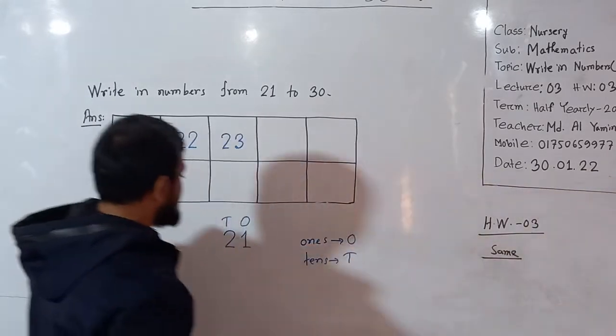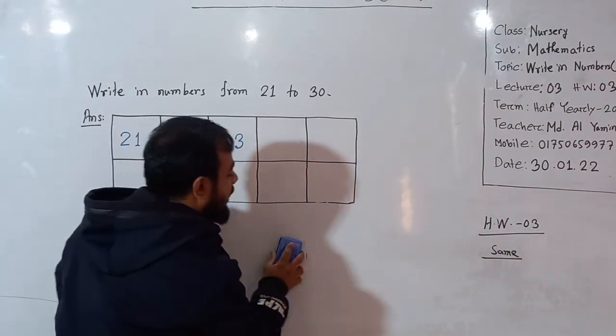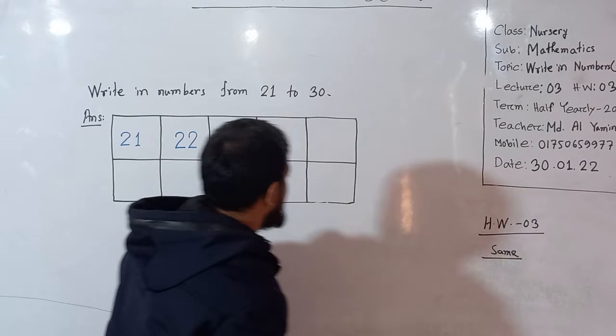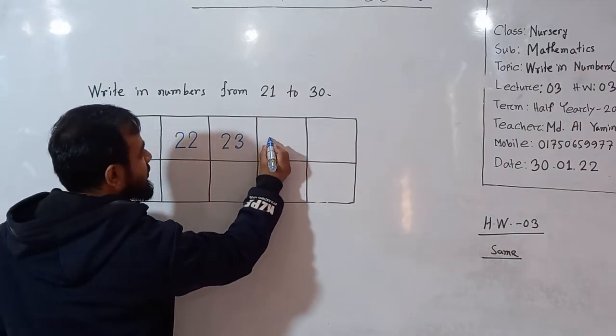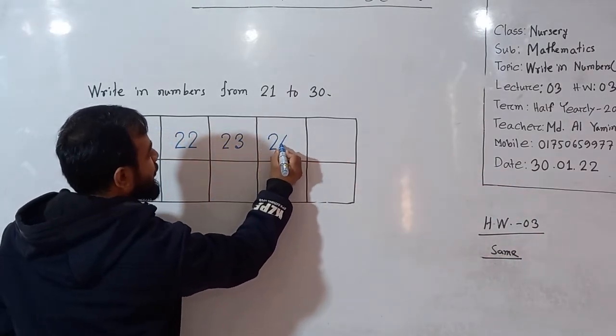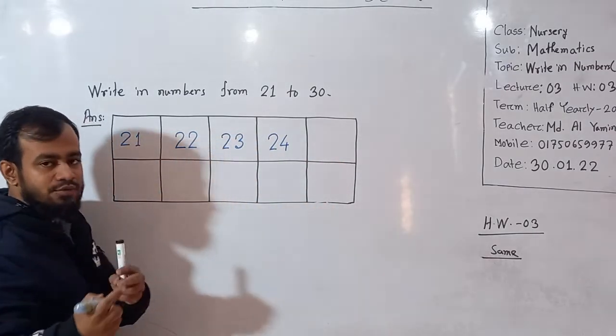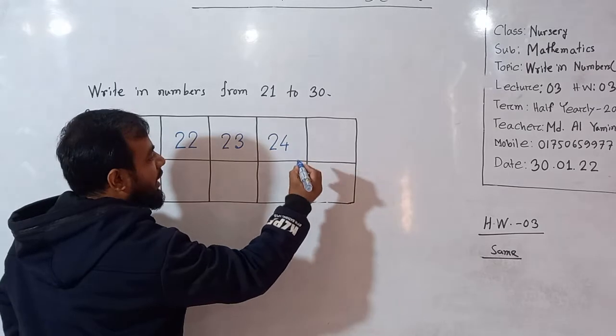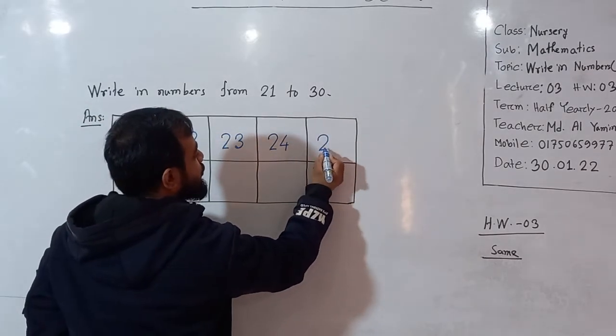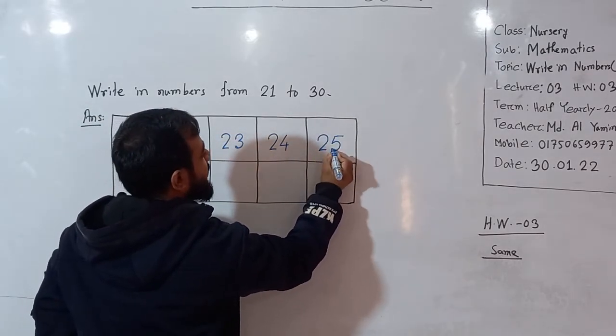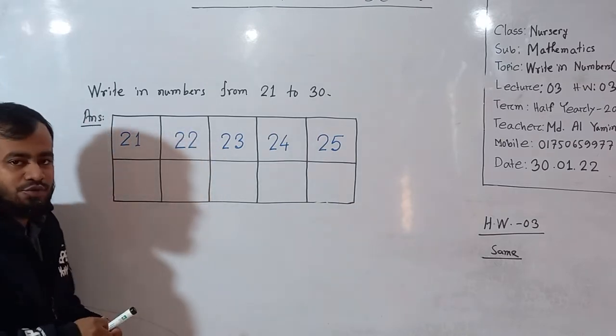The next number after 23 is 24. How does 24 come? 2 and a 4 makes the number 24. After 24, the number that comes is 25. 2 and a 5 makes the number 25. After 25, the next number is 26.